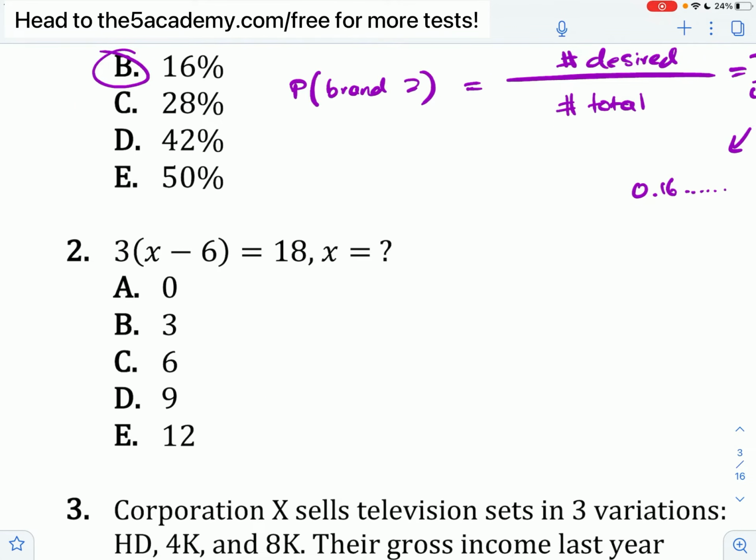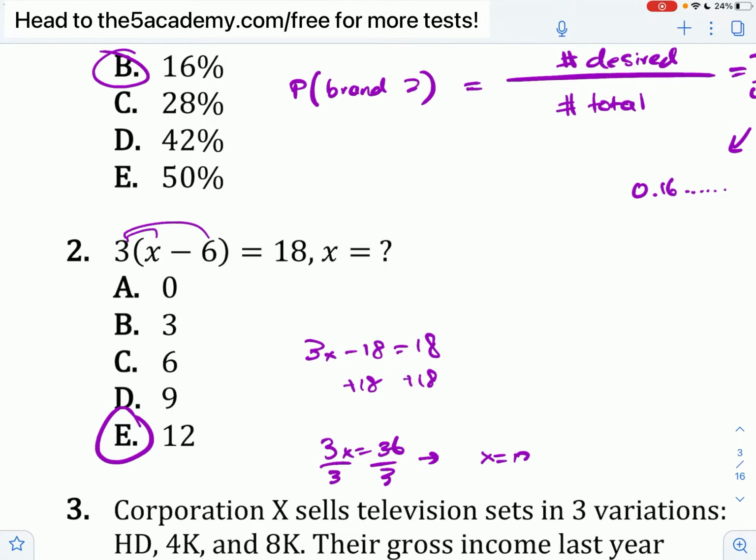3x minus 6 equals 18. So what is x? The way you can do this is you can distribute the 3 to x and 6. So you get 3x minus 18 equals 18. Then you can add 18 on both sides. 3x equals 36, and then divide both sides by 3, x equals 12, okay? If you don't know how to do this algebraically, you can just plug in numbers for x and see which one gets you the right answer.